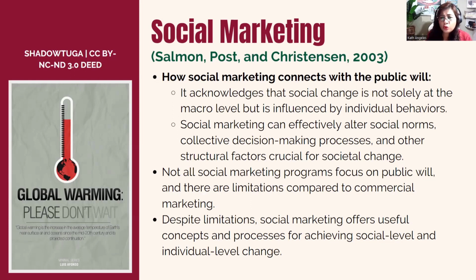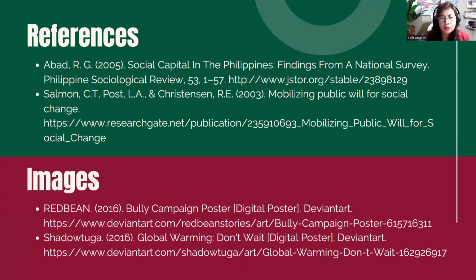Also, second, social marketing can effectively alter social norms through collective decision-making processes and other structural factors crucial for societal change. However, it is important to note that not all social marketing programs focus on public will. So, despite limitations, social marketing indeed offers useful concepts and processes for achieving social level and individual level change.